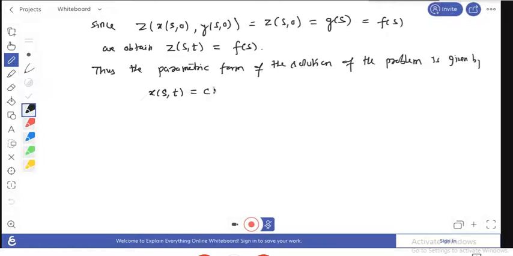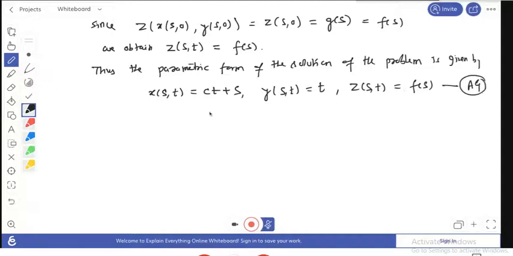This is ct plus s. Okay, what is y? Y is simply t. You can find this by equation A3. This is your equation A3. And here, what is z of st? You can find this is any function of s, either g or f, whatever you want. Okay, so this is your equation A4.